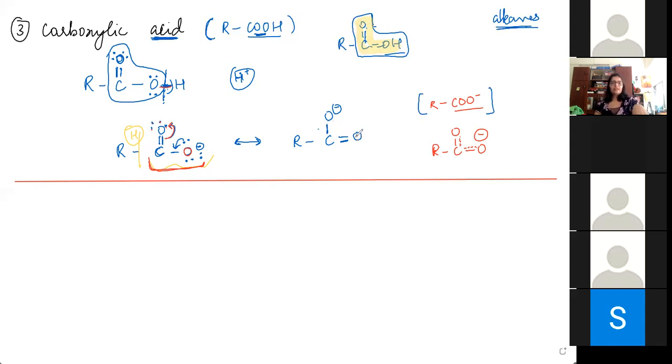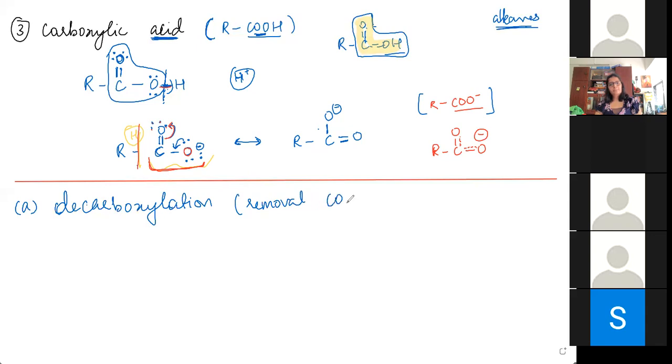So the best way to convert carboxylic acid to alkanes is to break it right here, and get rid of this whole CO2 part. So that's what the preparation methods usually follow. That's why the first preparation method is called decarboxylation. In simpler terms, it's basically removal of CO2. You remove this whole CO2.